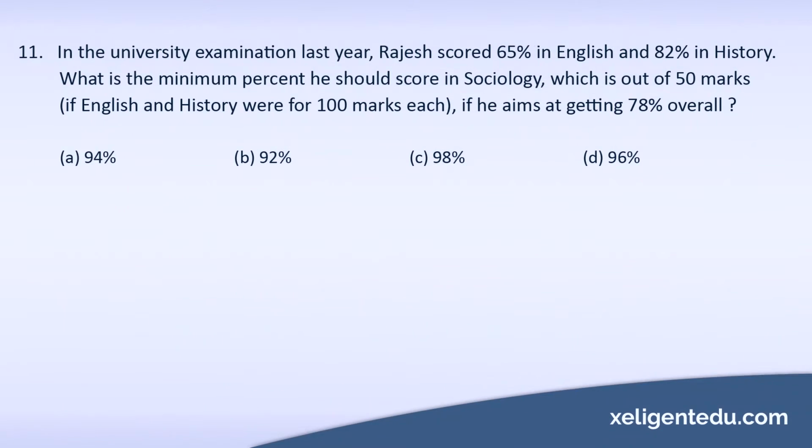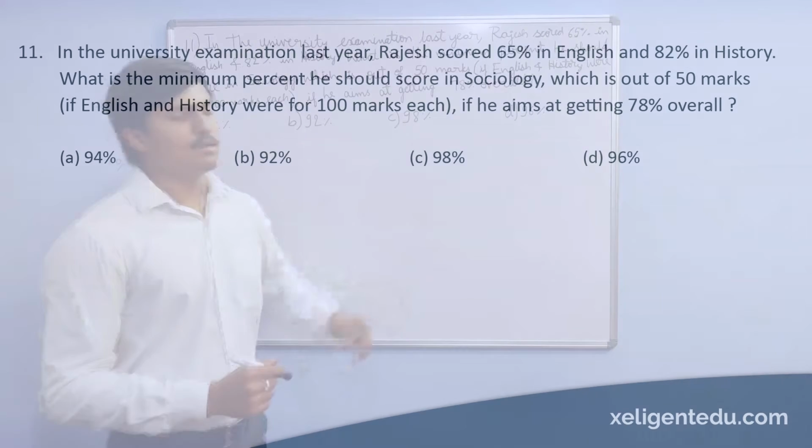In the university examination last year, Rajesh scored 65% in English and 82% in history. What is the minimum percent he should score in sociology, which is out of 50 marks, if English and history were for 100 marks each, if he aims at getting 78% overall? Option A 94%, option B 92%, option C 98%, and option D 96%.